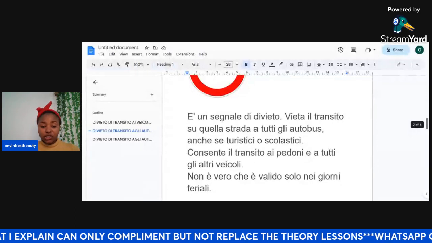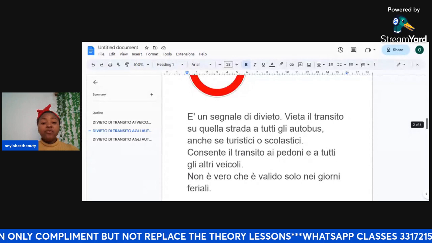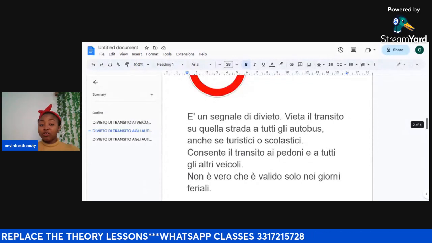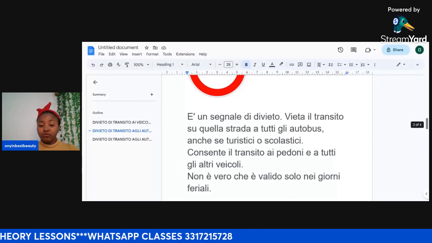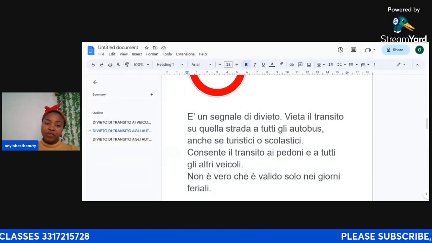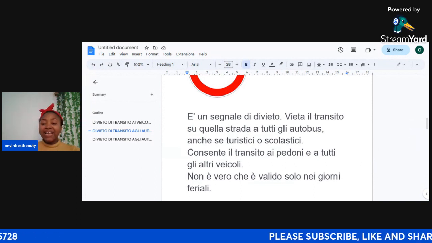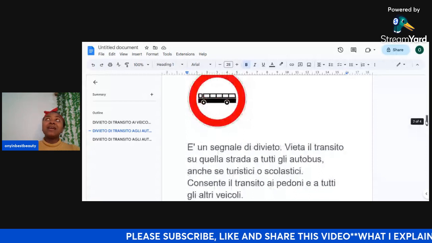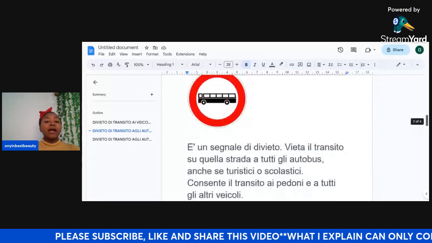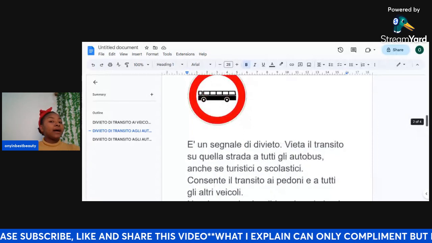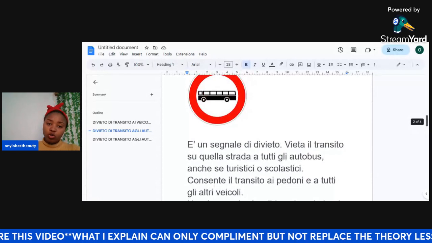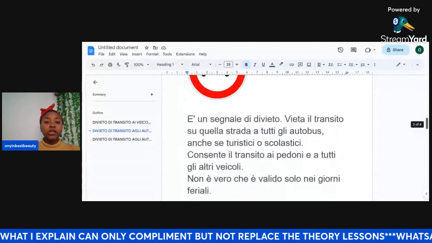Anche se turistici o scolastici. Now, even if it is for tourism purposes or for school purposes, so long as it is autobus, you cannot enter this road. Consente il transito ai pedoni e a tutti gli altri veicoli. Now, in this case, it allows pedoni to pass and other types of vehicle, okay? Now, including autovettura, including autocarro, including autocaravan, including so many other vehicles can enter. Only autobus, please. It is referring to only autobus.